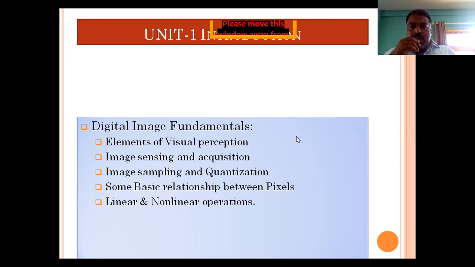And we know very well these image representations are all in the spatial domain. There are two categories: one is spatial and the other is the frequency domain. But in most of the chapters we are going to concentrate on, and give more emphasis to, the spatial domain only.